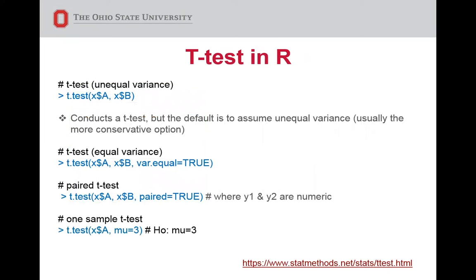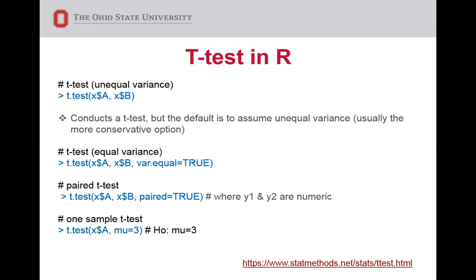T-test in R. My explanation will be fairly brief since we'll be having more practice with programming in R and SAS in the recitations. In R, we have a range of different options that include unequal variance, equal variance, and the paired t-test. These all include the t.test command. The default option in R assumes unequal variance, which is usually the more conservative option.